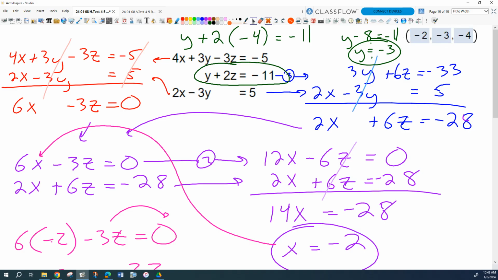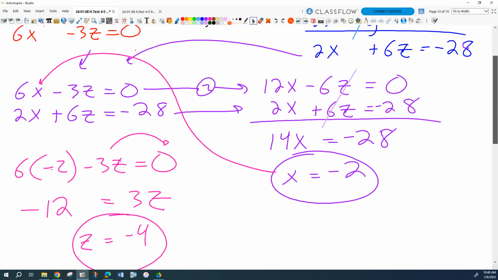And there we go. Okay, there's our solution. X is negative 2, y is negative 3, z is negative 4.